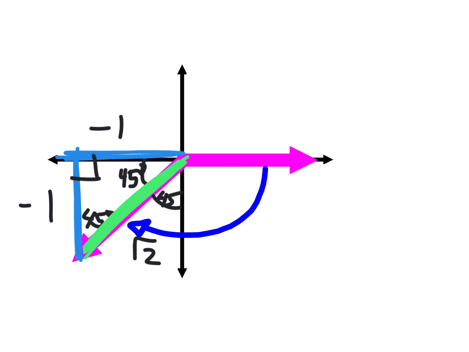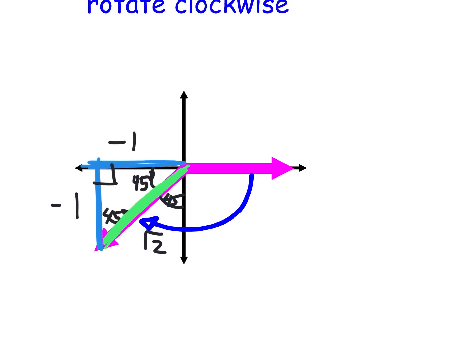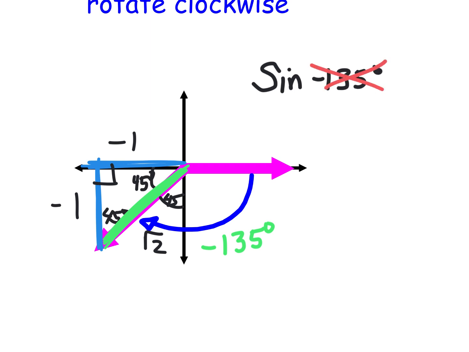All right, so now if I asked you, this angle in the first place must have been 90 plus 45, which is negative 135. So what if I asked you, what's the sine of negative 135? You would go, I respectfully decline to do that because instead I'm going to have this stand in for it.